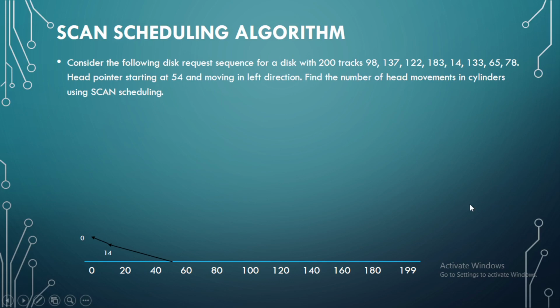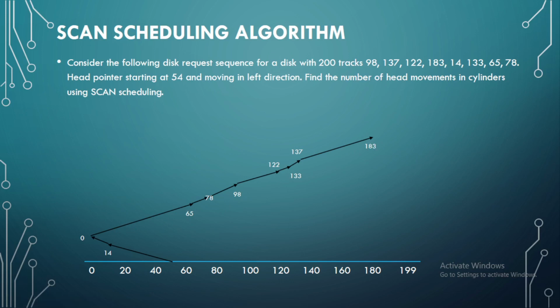The next request in the right direction here is 65, and then 78, and then 98, and then 122, 133, 137, and 183. So here you can see the algorithm scans in the left direction to the end, and starts from the end of the left to the right. So from the end it goes in the right direction and satisfies all the requests in that direction.